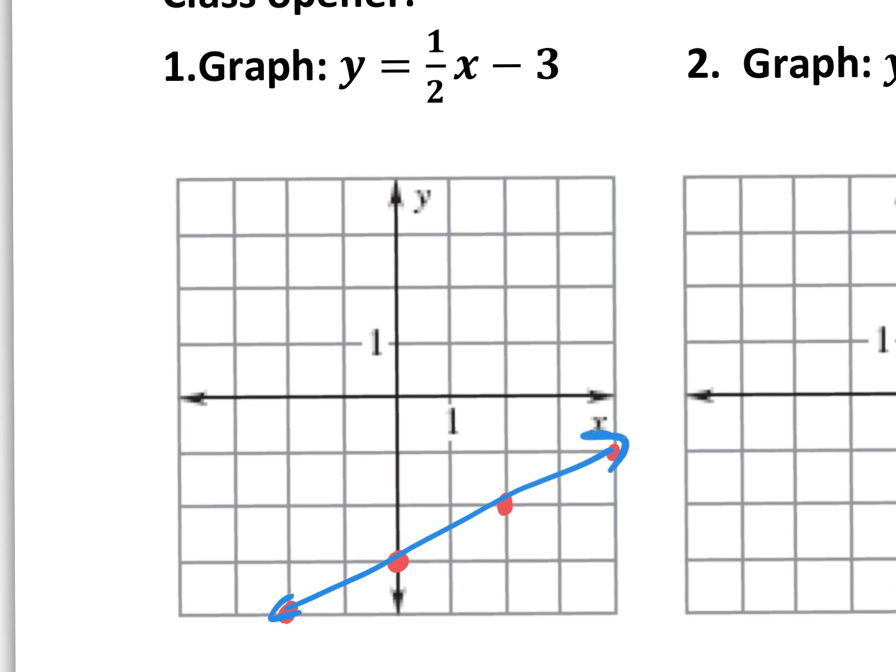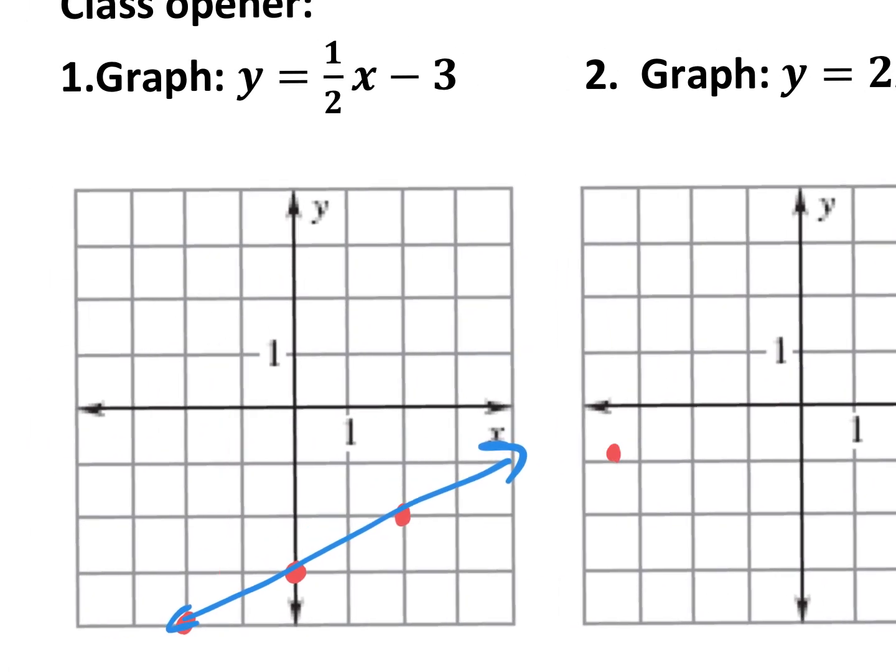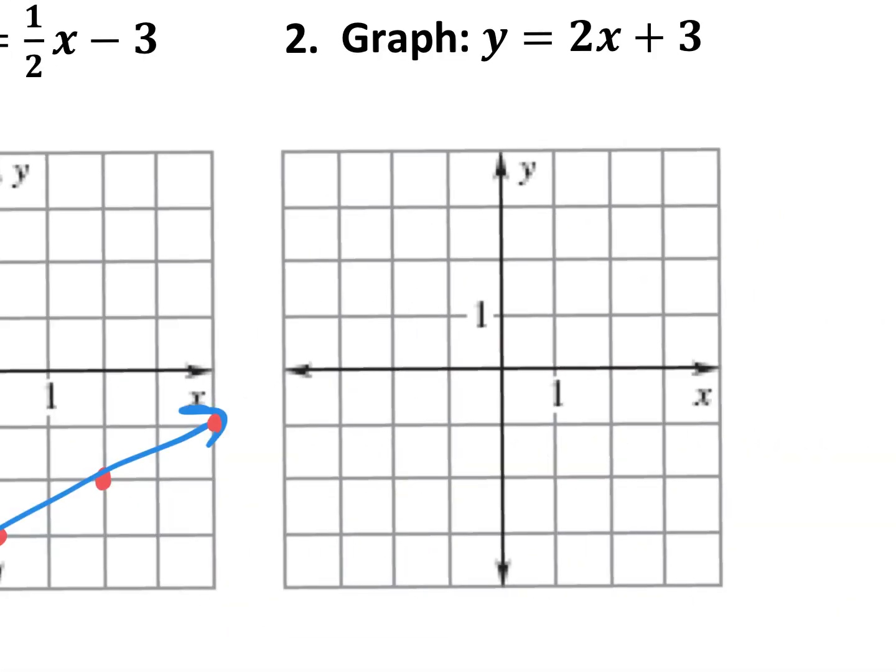You guys remember that? It's pretty easy, right? Y equals mx plus b. All right, number 2. Right here, it's ready to graph. It's already in y equals mx plus b. It crosses at 3. Put a dot at 3.